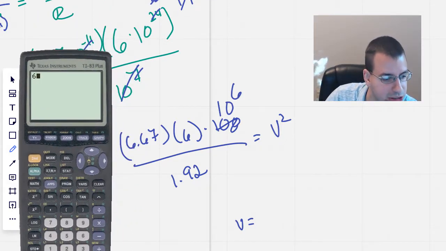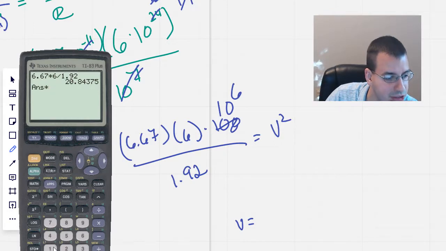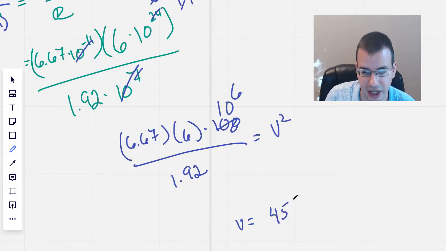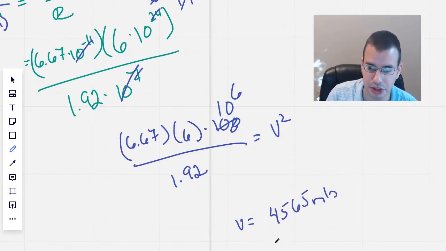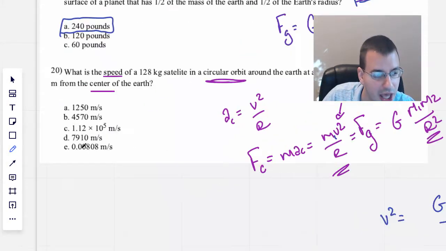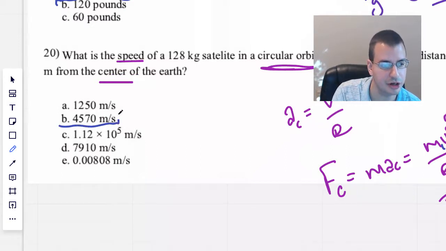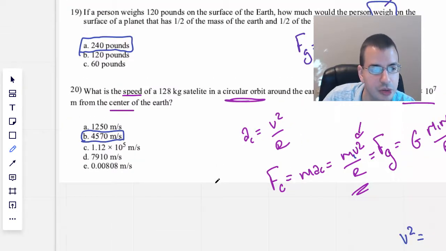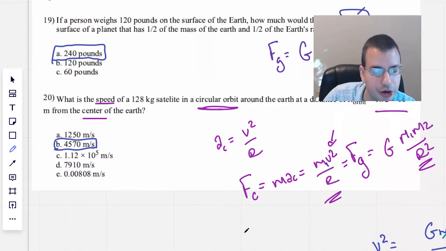Okay. On. Clear. Oh, it already cleared. So we'll do 6.67 times 6 divided by 1.92 times 10 to the 6th. Second square root, second answer. We get 4565 meters per second. Let's see how that compares. And right here, I think this is going to be the answer I'm going to go for because it's close. Yep, that's the closest one. That one's pretty close too, but we're going to go with 4565.